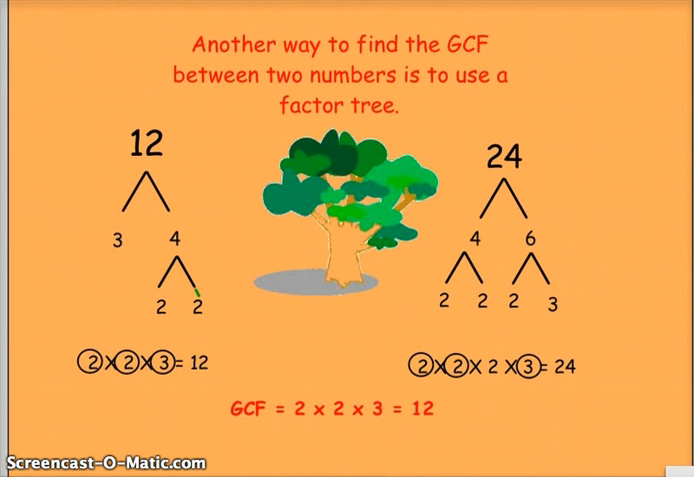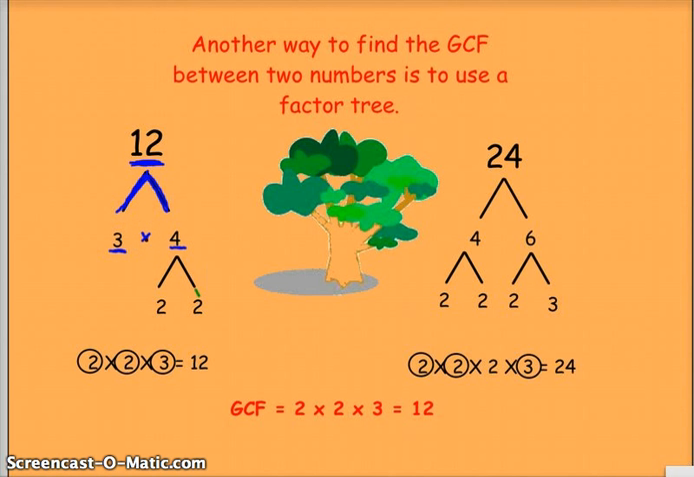So one way is to do the rainbow method or the list. Another way to find the GCF between two numbers is to do a factor tree. Again, we have the same numbers, 12 and 24. The first thing to ask yourself with a number is, what are two factors that equal that number? Any two factors. In this case, I chose a 3 and a 4. You draw your branches, and I say 3 times 4 equals 12.